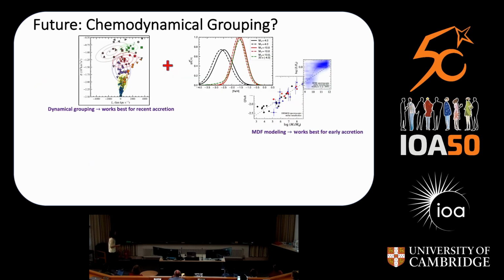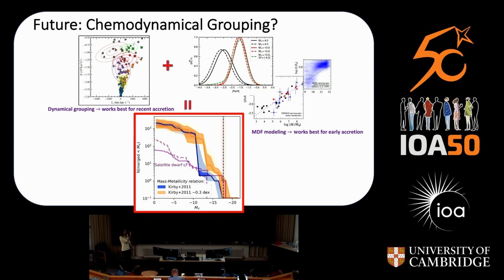But ultimately, what we really want to do is use both of these approaches. We want to use something quantitative with the dynamical data. We want to use the chemical data as well, and combine these different approaches to get our destroyed dwarfs luminosity function. And this is where we'll be going. I think we have the tools. We certainly have the data to do this in the coming years.